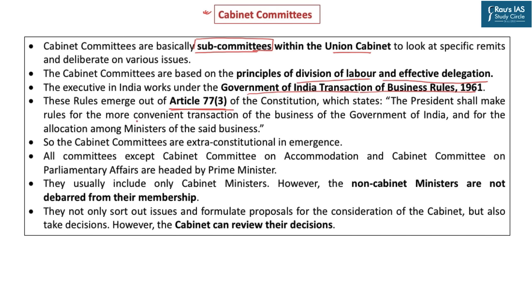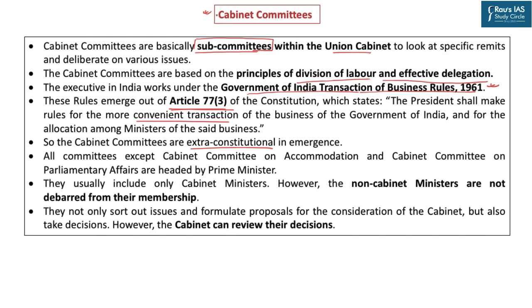So for convenient transaction, for conduct of the business of the government in a smooth and effective manner, cabinet committees are formed. So it means that the cabinet committees are extra-constitutional bodies. The Constitution of India has said that the President will have power to make rules for convenient transaction of business. And the Government of India Transaction of Business Rules 1961 has been made accordingly. And according to this rule, the Prime Minister can make cabinet committees. But cabinet committees can neither be called a constitutional body nor a statutory body.